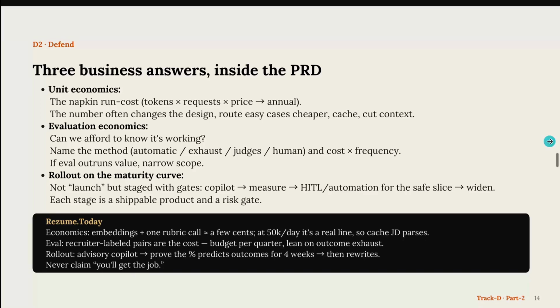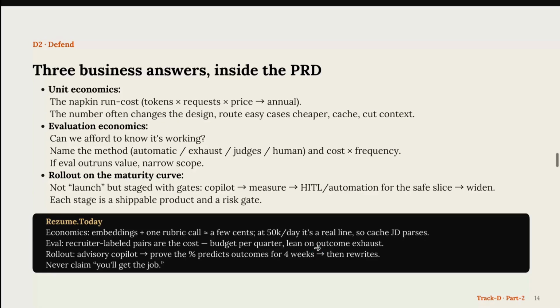So with Rezume.Today, the unit economics will look something like this. You have embeddings where the resume goes, one rubric call that we need to make. So it will be a few cents at 50,000 requests per day. It's a real line that we are talking about. So we need to cache the job description parsers. Evals, we need to look at recruiter labeled pairs as the cost. So we need to ensure that we budget this per quarter and lean on outcome metrics, that is a labeled data set.